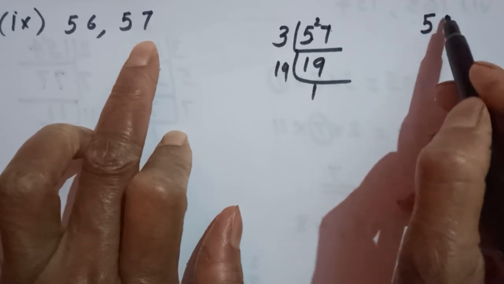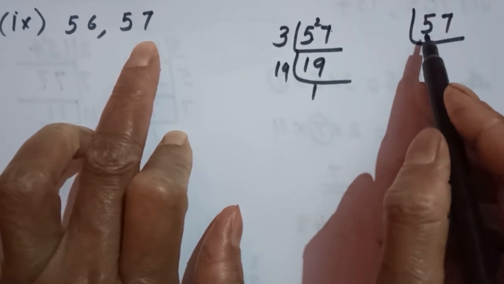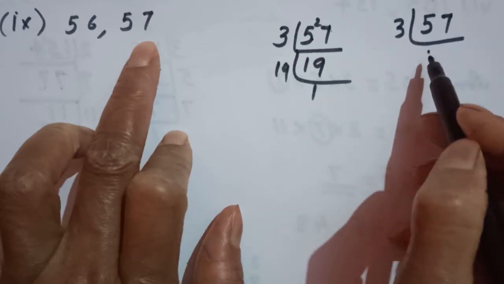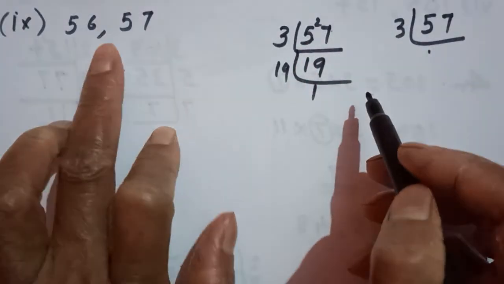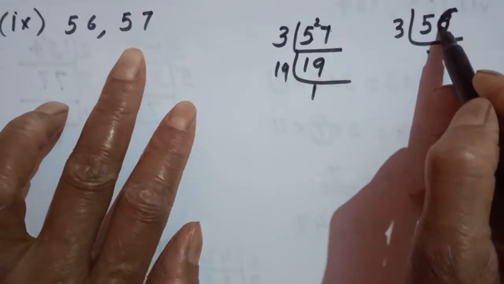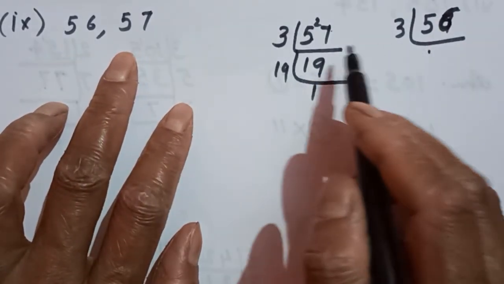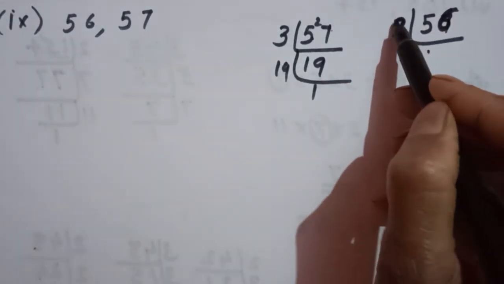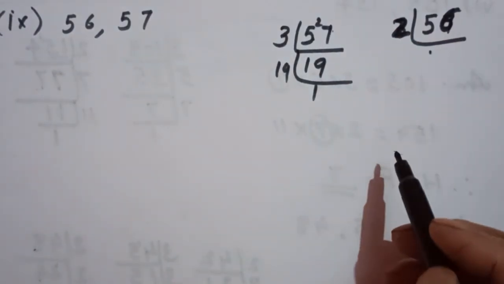The next one is 57. 7 plus 5, 12 again. Oh sorry, the first one was 56. I'm really sorry. So we'll do 56 here. I did 56 first and then 57. So 56 is divisible by 2 because the last digit is 6.